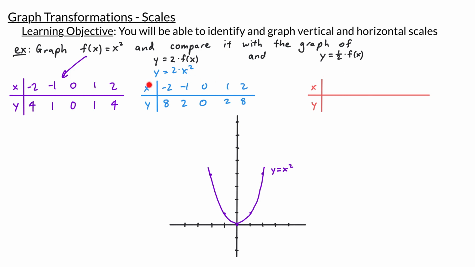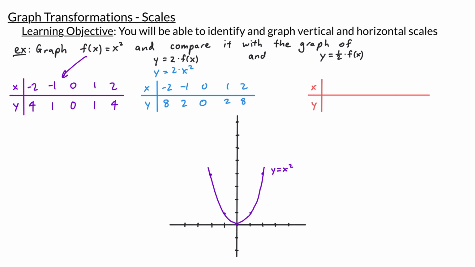Now, when we compare this blue table of values with the original purple table of values, we see that the y-coordinates are all doubled. Originally, for the x squared function, we have 4, 1, 0, 1, 4. Now, for the equation y equals 2 times our function, it's 8, 2, 0, 2, 8. So again, all of the y-coordinates are doubled.